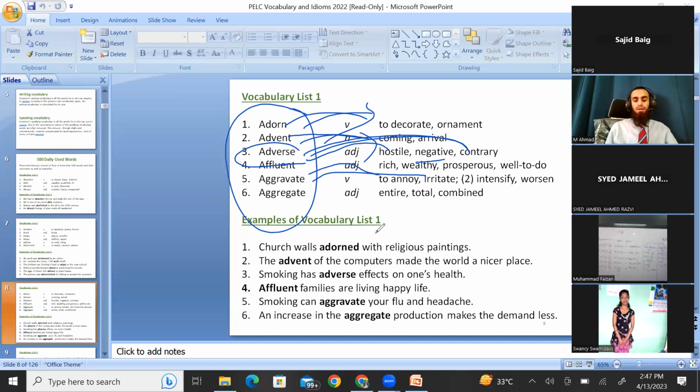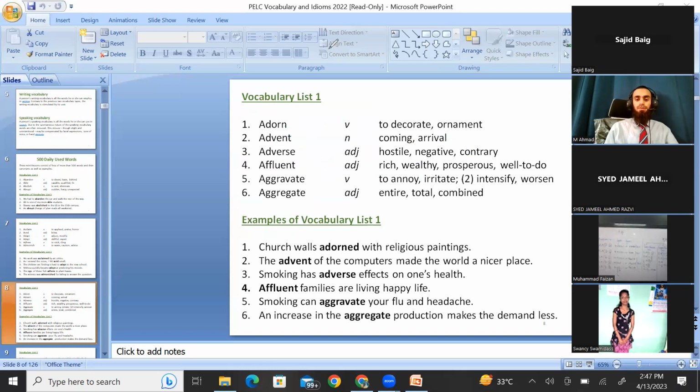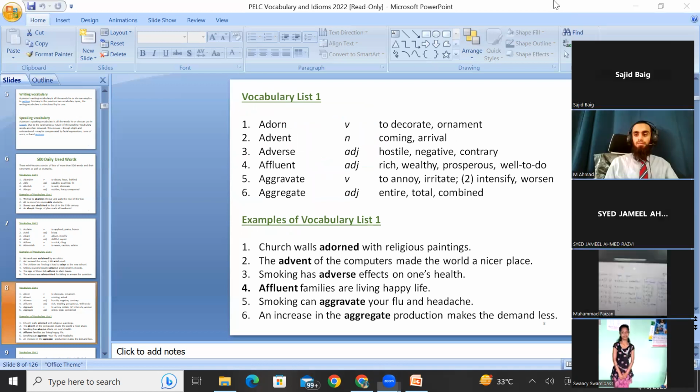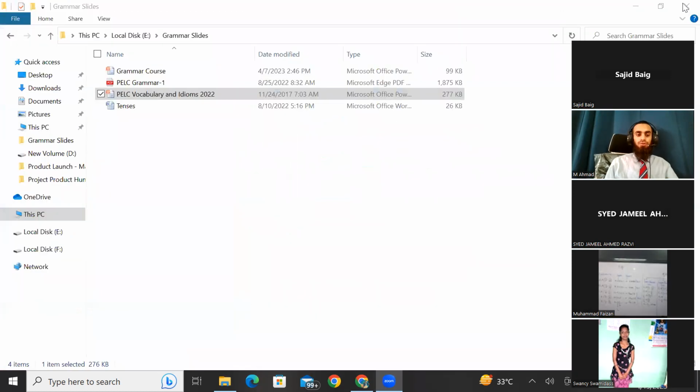Yes, next is aggregate. Yes, Fezan, how do you make a sentence with it? Aggregate. Sir, when we go to total marks and we find out the aggregate. When we count total marks, then we get the aggregate. Very good, very good.